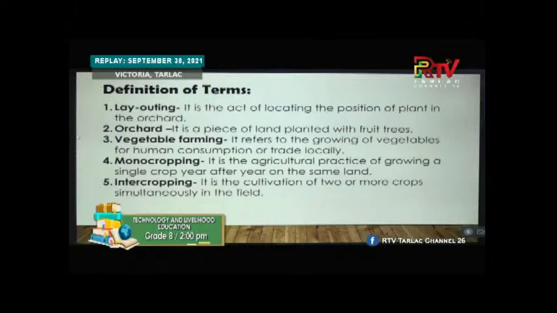Monocropping. It is the agricultural practice of growing a single crop year after year on the same land. Intercropping. It is the cultivation of two or more crops simultaneously in the field.